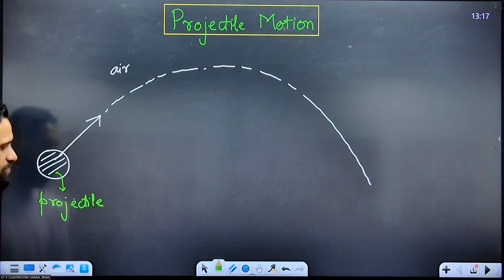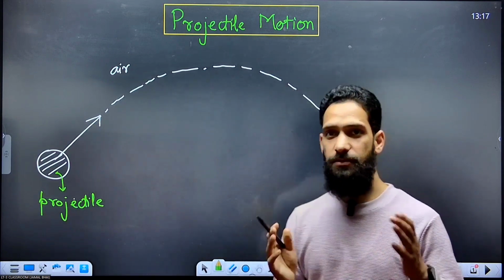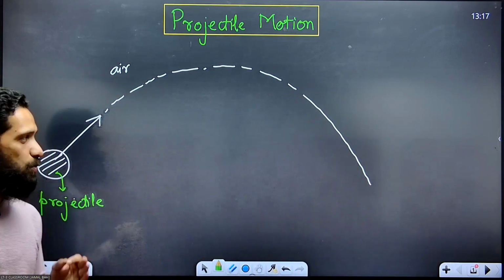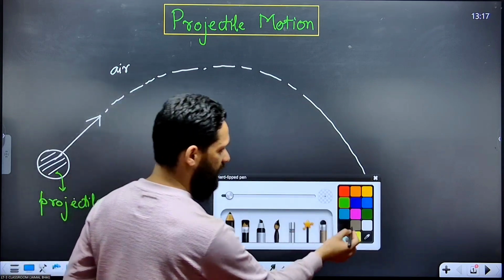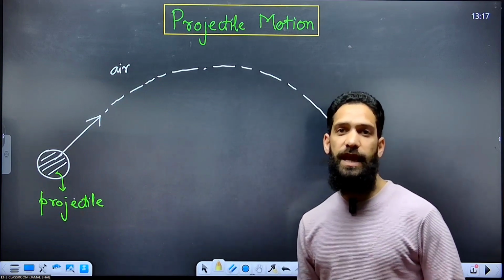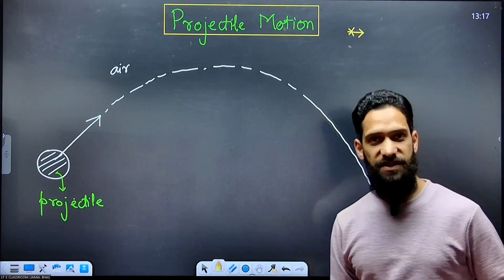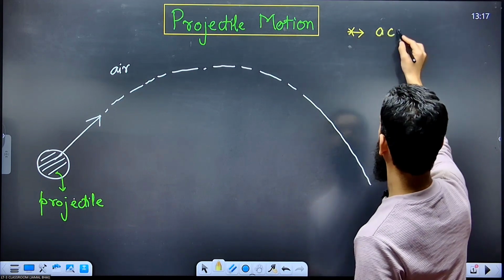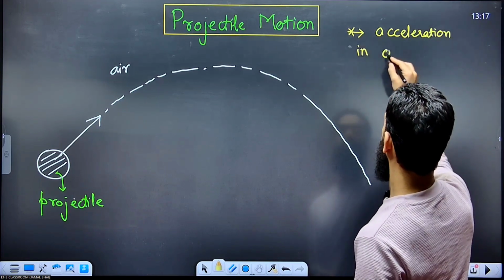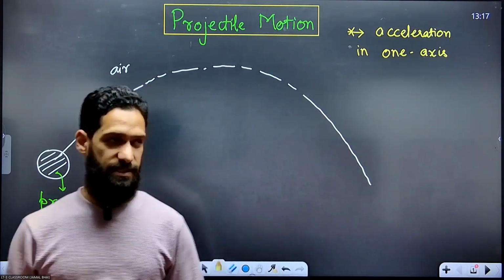It is called a projectile, and the motion through which it passes, the study of this motion, is called projectile motion. So in a projectile, there is one fundamental thing which we need to understand, and that is there must be acceleration in one of the axes. This is quite an important condition for the projectile, that there is acceleration in one axis. Either it can be the x-axis or it can be the y-axis.